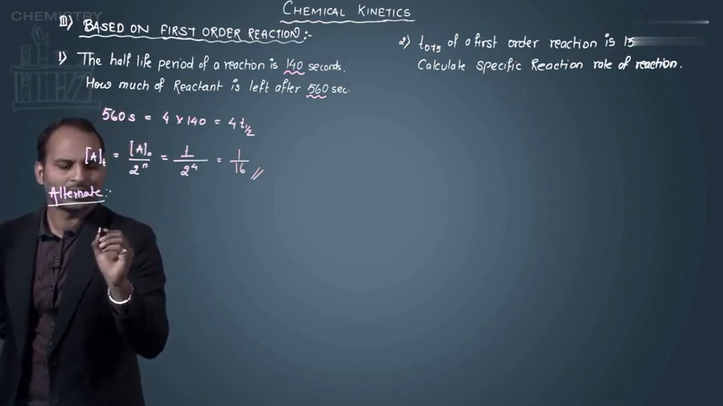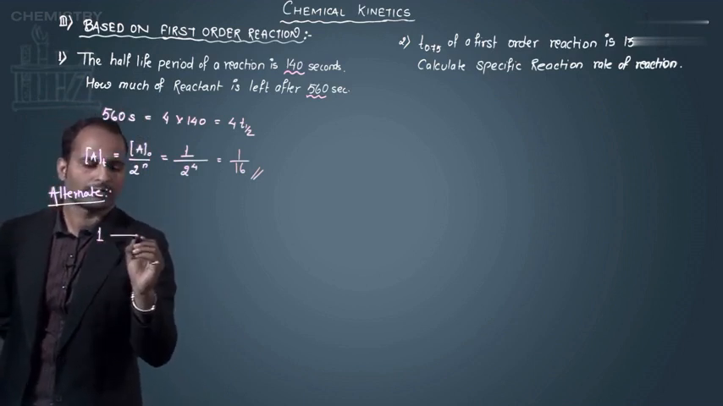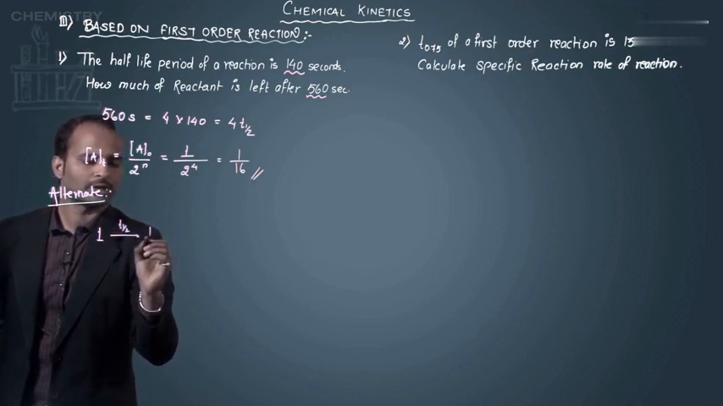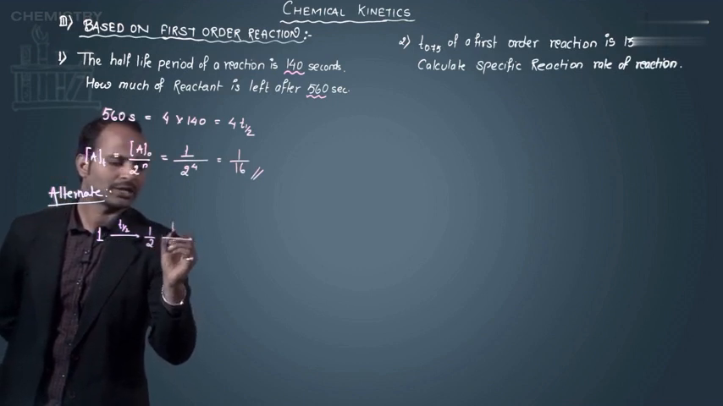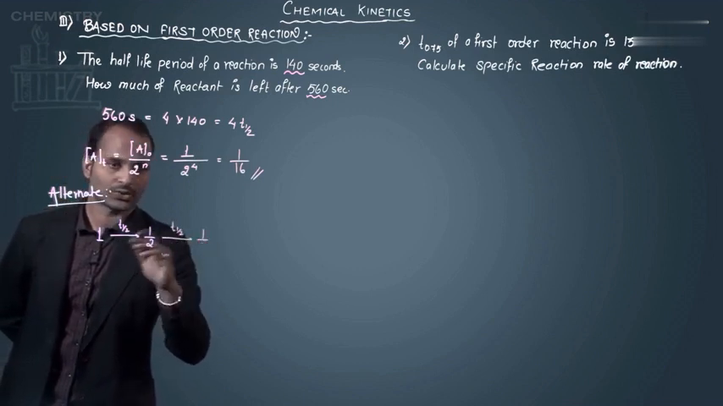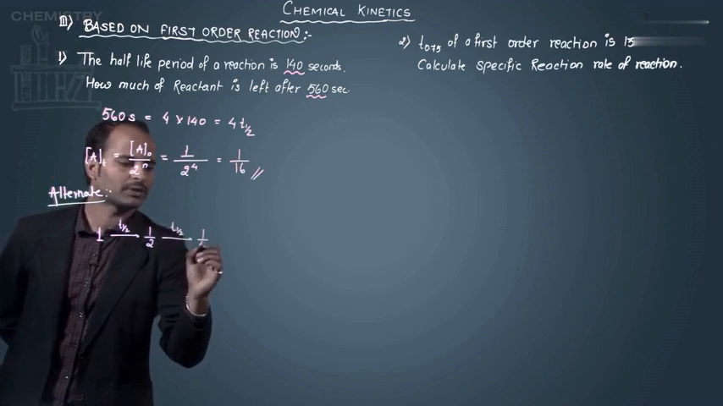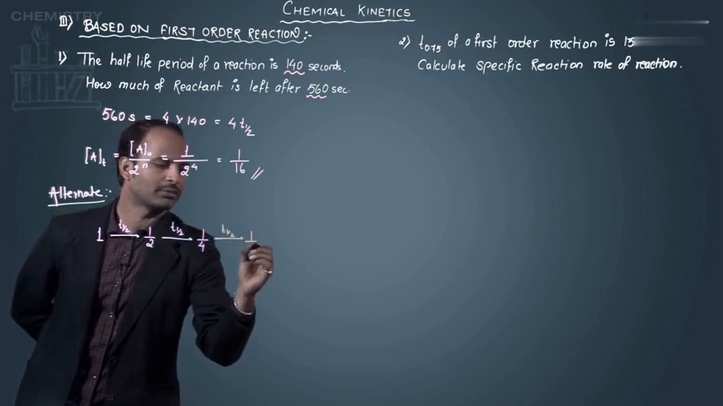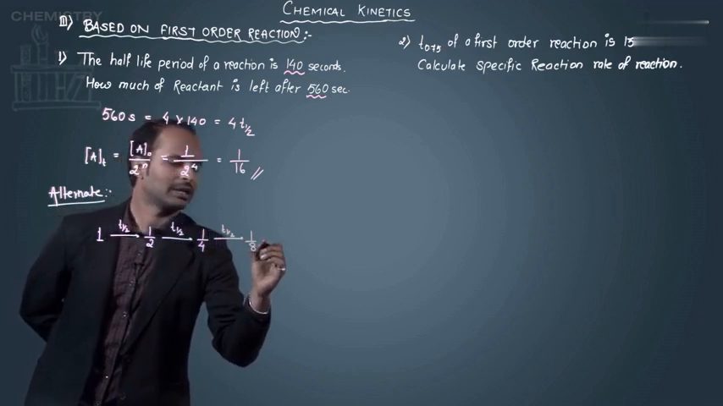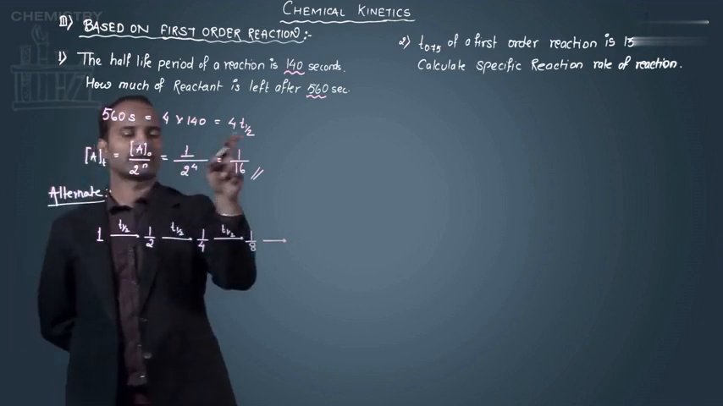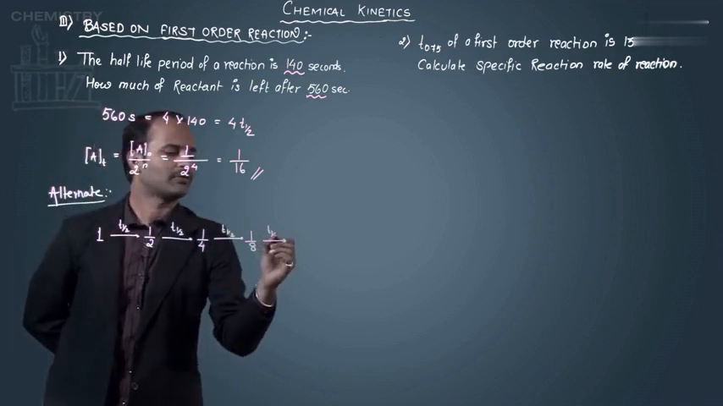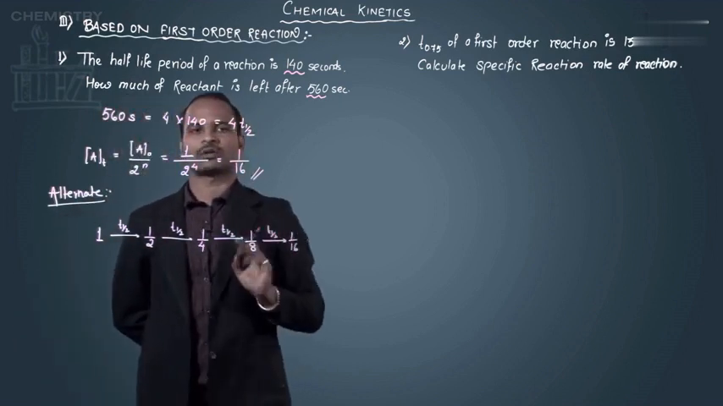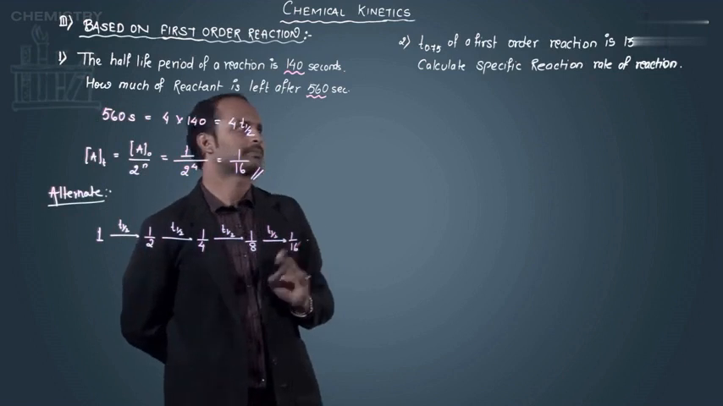The alternate method which we can use: initially, let this be 1. After 1 half-life, that is after 140 seconds, it will become 1 by 2. After the next half-life, that is the second half-life, it reduces to half. Half of 1 by 2 is 1 by 4. After the next half-life, it again reduces to half and becomes 1 by 8. And after the next half-life, we are considering a total of 4 half-lives, it will become 1 by 16. So by this method or that method, the answer is going to be the same.